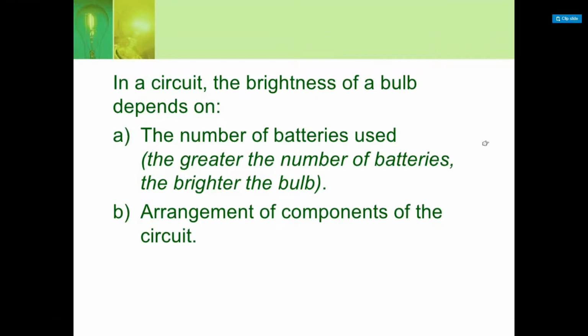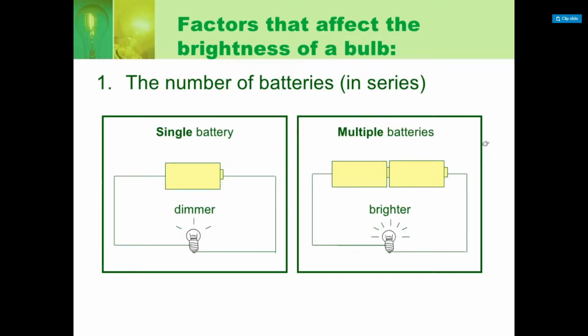In a circuit, the brightness of a bulb depends on A, the number of batteries used. The greater the number of batteries, the brighter the bulb will be. And we'll diagram that there at the end. B, the arrangement of the components of the circuit. Factors that affect the light bulb's brightness is the number of batteries. If I just have a single battery, it's going to be dimmer than if I have multiple batteries in the circuit. So if I want to make a light bulb brighter, all I have to do is add more voltage to it.